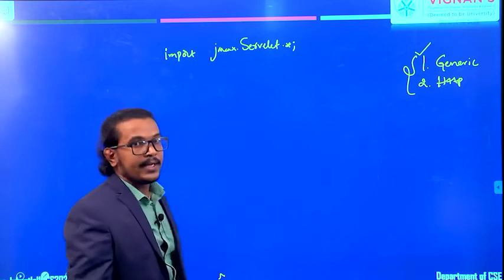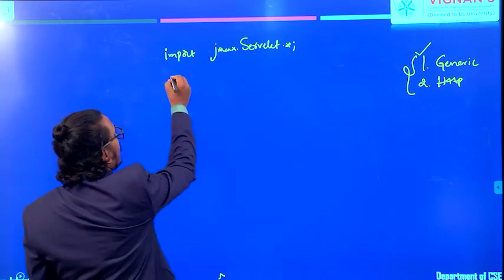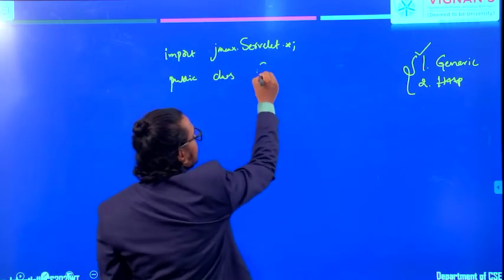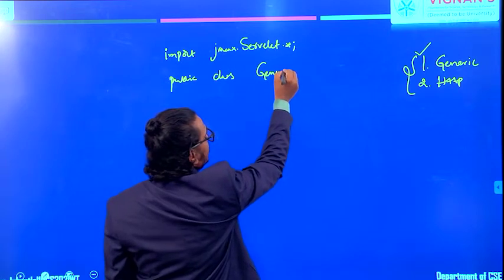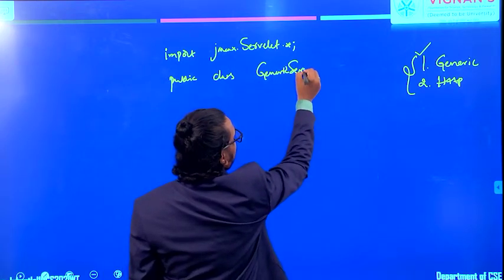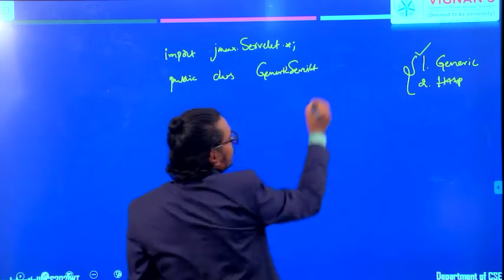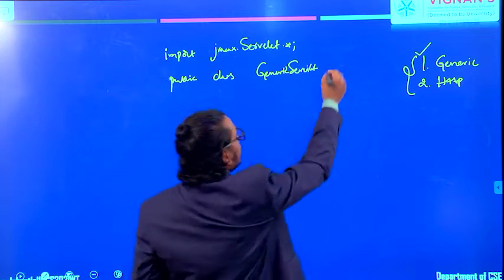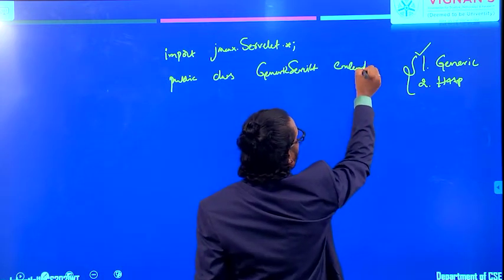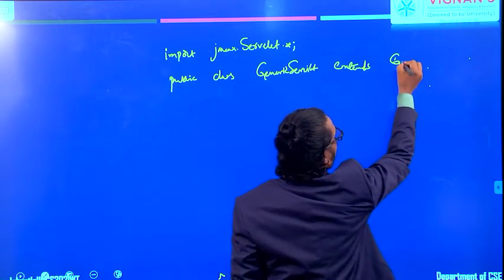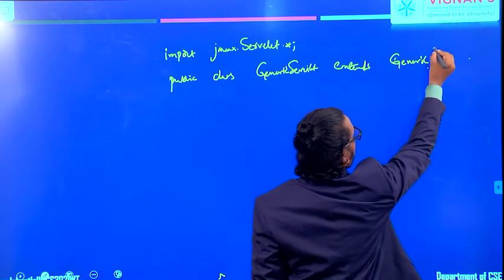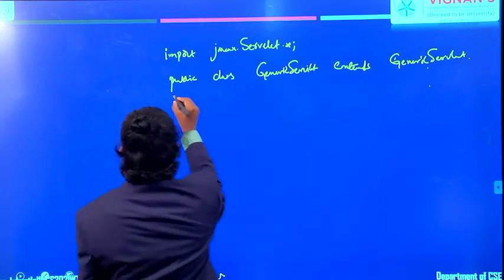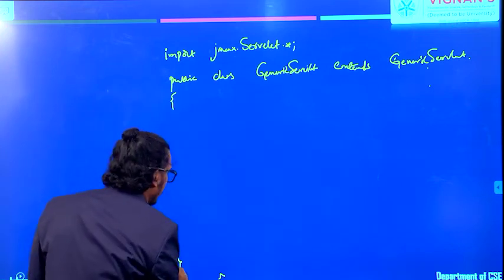Once the importing of the packages is done, now you have to construct the class. So I am constructing the class: public class, and my class name is GenericServletExample. Now we are extending the generic servlet, so for that I am using extends GenericServlet. Clear?